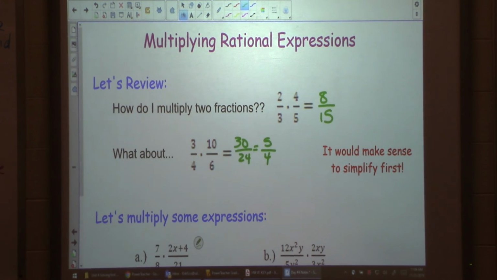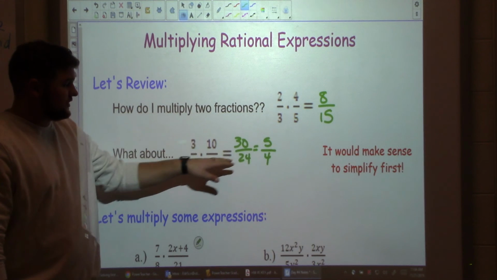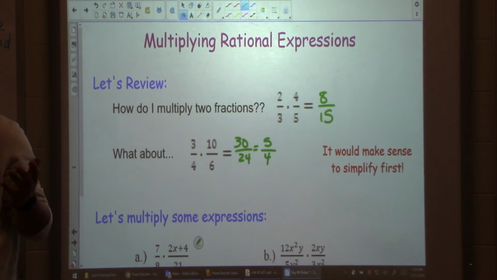Right? Okay, listen for 2 seconds, that's all I need. Really important here. Turn your ears on. In fractions like that, you can do it like this, because you guys all know 3 times 10 is 30, and 4 times 6 is 24. You all know that, right?